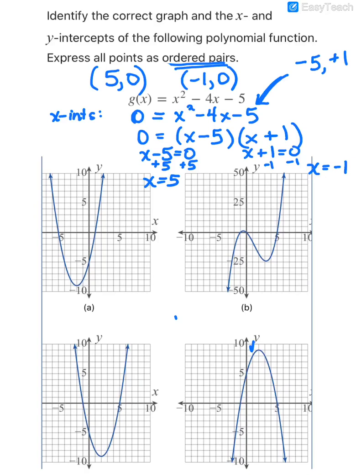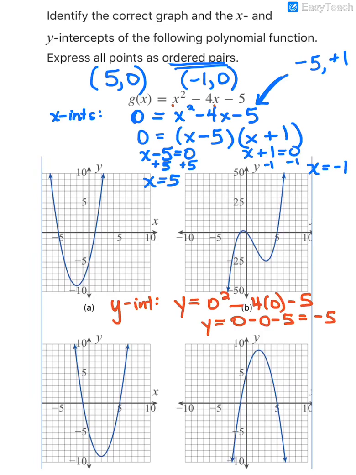Now, when we get ready to find a y-intercept, we find a y-intercept by letting our x be 0. So in place of the g of x, I'm just going to put y. And then everywhere I see an x up here, I'm going to put 0 in. So I'd have 0 squared minus 4 times 0 minus 5. So you'll notice in that case, I get a 0 minus 5, which is -5. And when I write that as an ordered pair, remember my x was 0 and my y is -5.